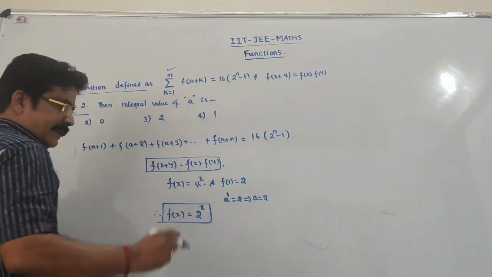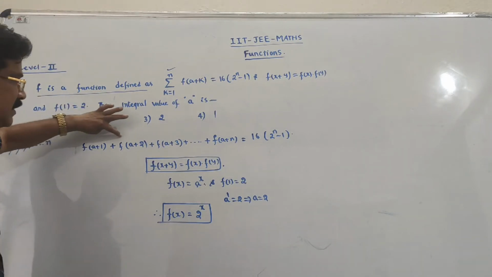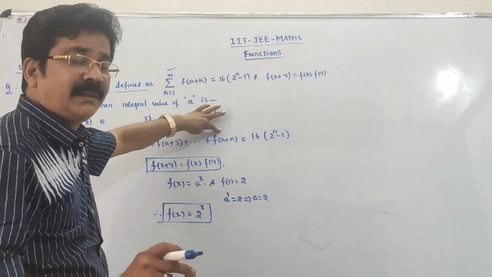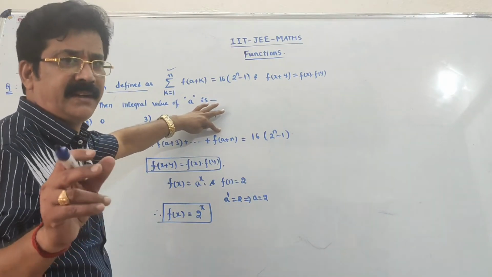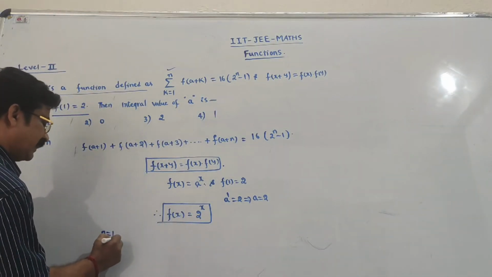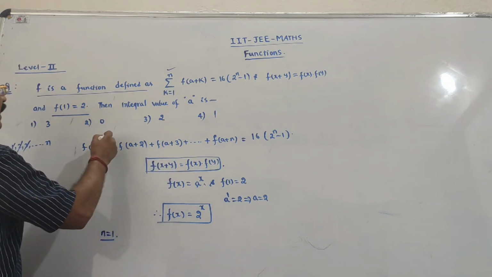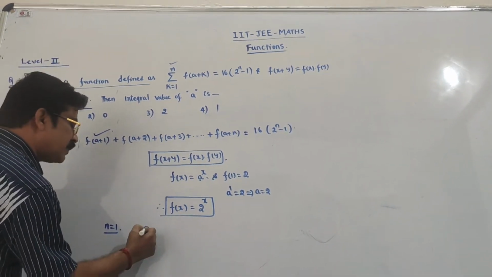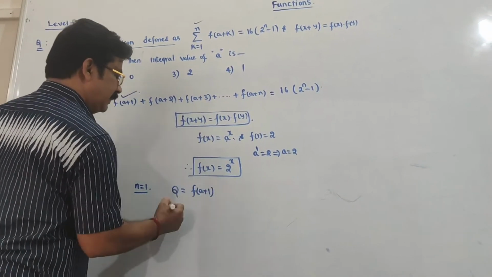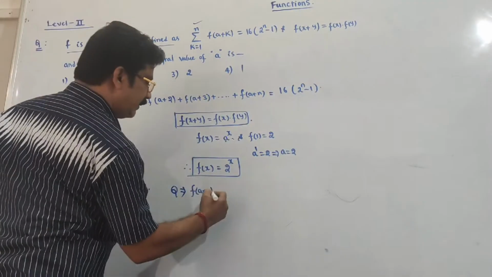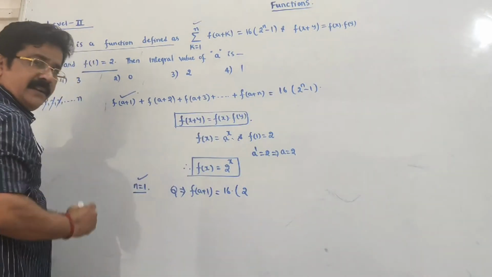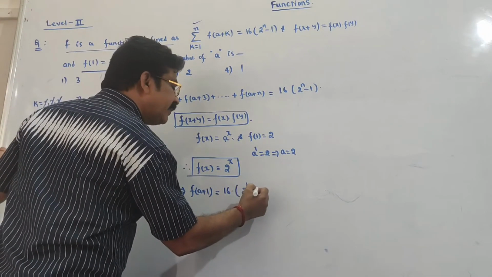We are not considering n terms like that because of the time factor in the examination hall. That's why we are following the mathematical induction approach, taking only n equal to 1. So the question becomes only f(a + 1) equal to 16 times (2 to the power 1 minus 1).